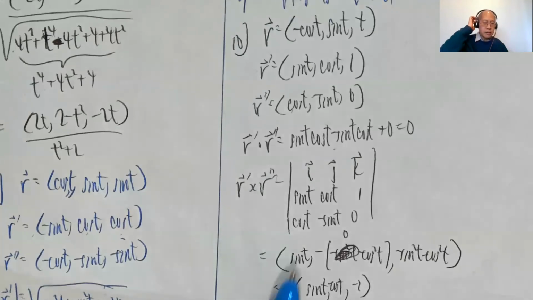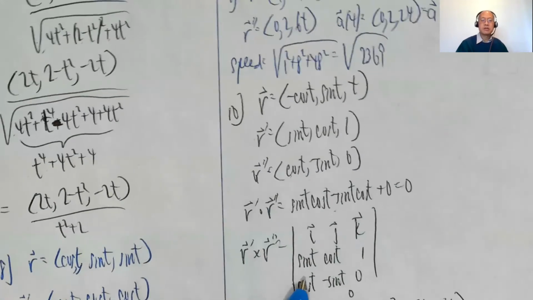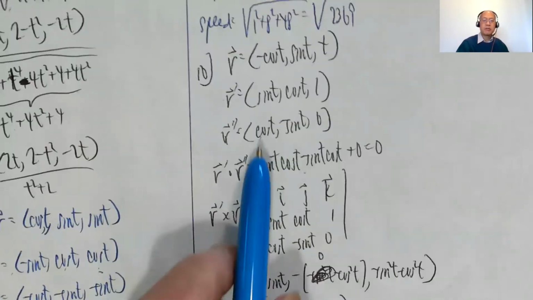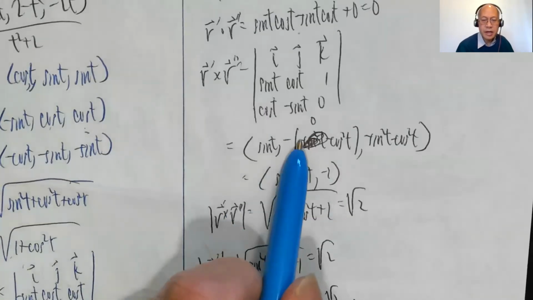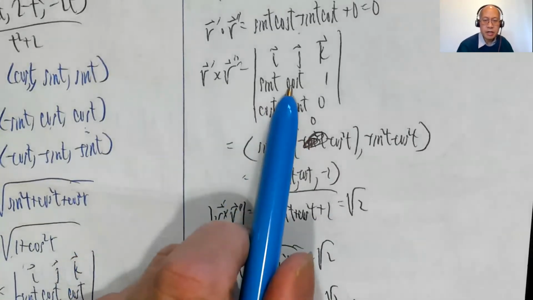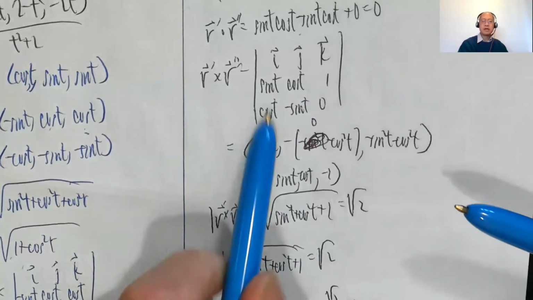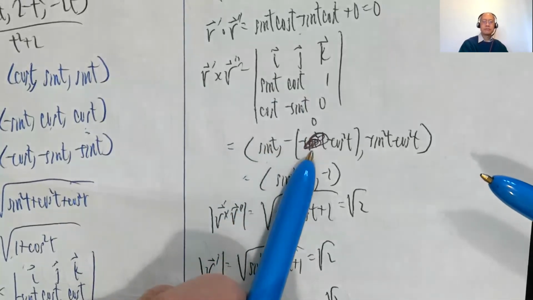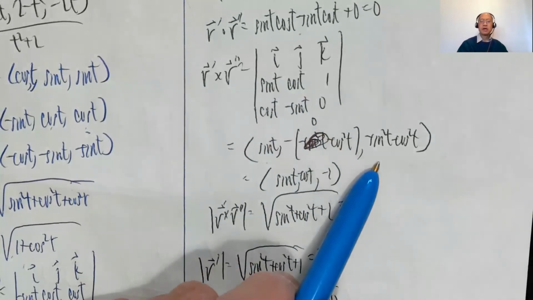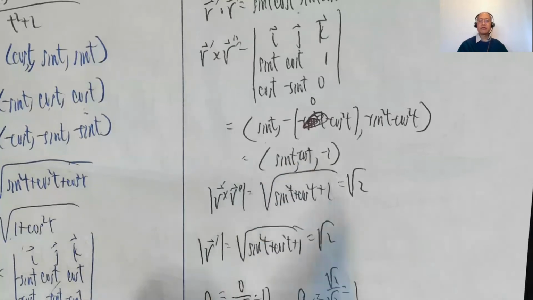Okay, and then the cross product, r prime cross r double prime, i, j, k, and the components of what? r prime: sine, cosine, 1 and r double prime: cosine, negative sine, 0. And looks like I botched this up a little bit. But the i component is nothing minus a minus sine t, so sine t. Then the j component is the opposite of nothing minus cosine squared t. And the k component is negative sine squared minus cosine squared, which we know to be negative 1. So I have sine t, negative cosine t, negative 1.